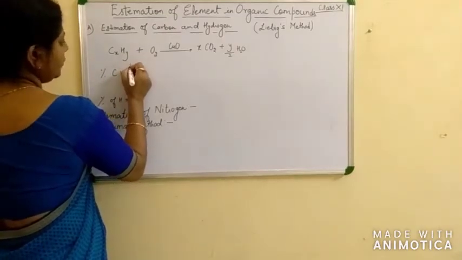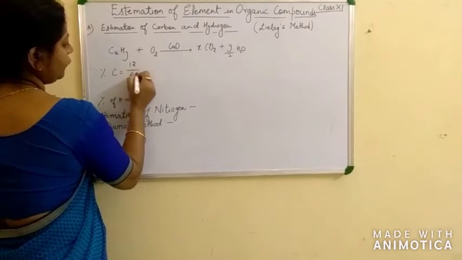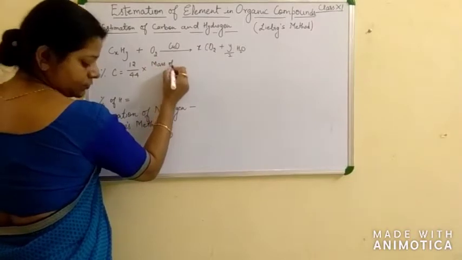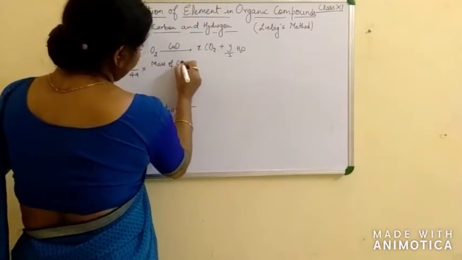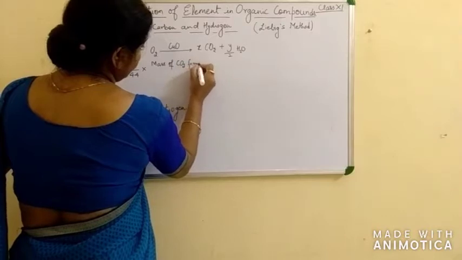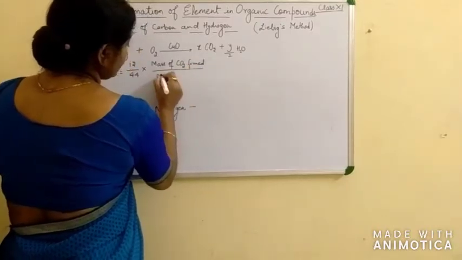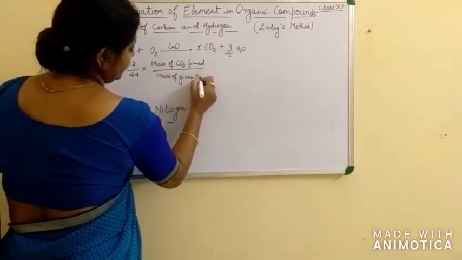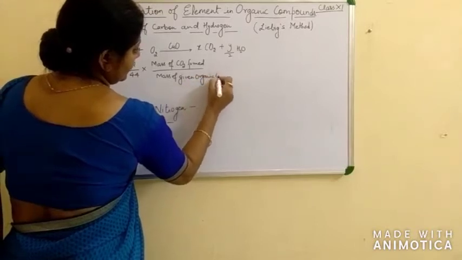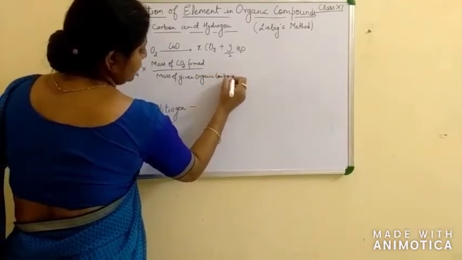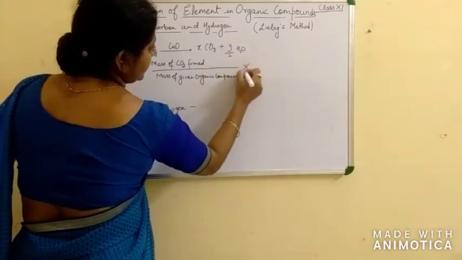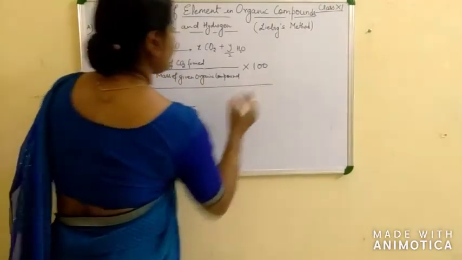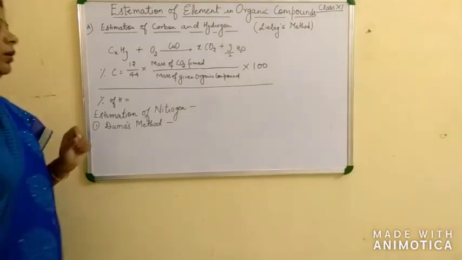So to find the percentage of carbon, we have to write down the formula: 12 by 44 into mass of carbon dioxide formed, divided by mass of given organic compound. And because we are calculating percentage, we multiply by 100. This is the formula to calculate the percentage of carbon in any organic compound.